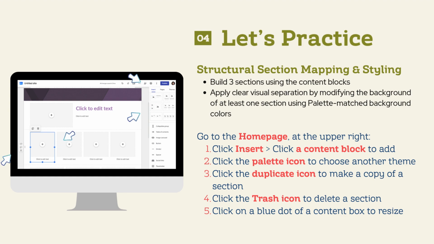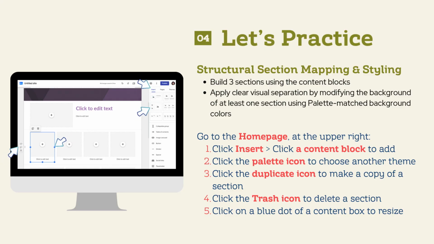Here is a step-by-step checklist to help you navigate the Google Sites editor. Step 1. Head over to your homepage in the editor. Go to the upper right to click Insert, and then click on a content block to add it to your page. Repeat this until you have your 3 sections. Step 2. To change a section's background, hover over that section and click on the palette icon on the left side of the block to choose a color from your theme.